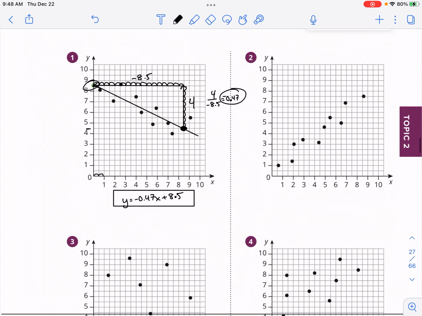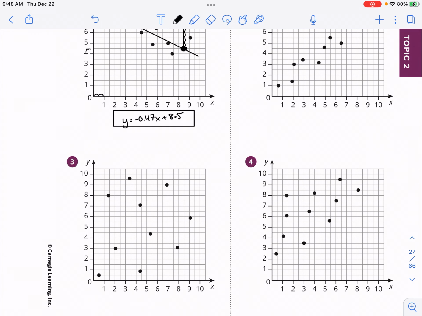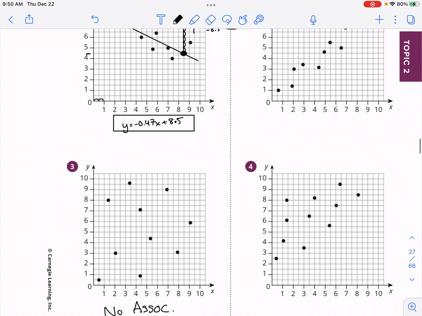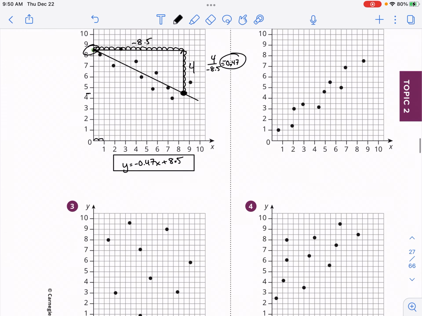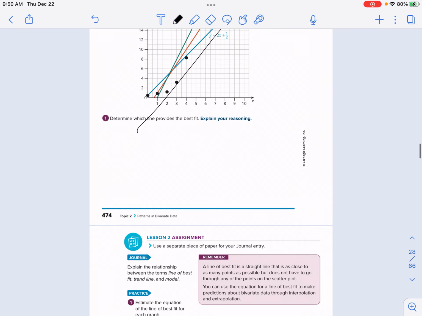Let's do one more. Which one should we do? I should say for number 3, this one has no association because there is no line trend forming. Since we did those two, we'll leave these other ones as do-overs, but that's the general idea of what you're doing here. We're skipping Talk to Talk.